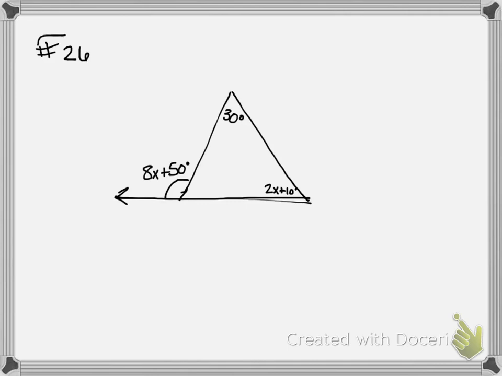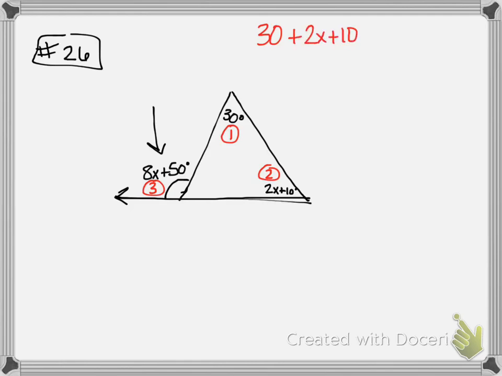Well, if you guys remember, there is a theorem out there. It's called the exterior angle theorem. The exterior angle, or this angle here on the outside, is equal to the sum of the other two angles inside the triangle that are not connected to that extended side. So for this case, the way that we would solve this would be to say that angle 1, which is 30, plus angle 2 is equal to angle 3 right here. So we would say that 30 plus 2x plus 10 is equal to 8x plus 50.